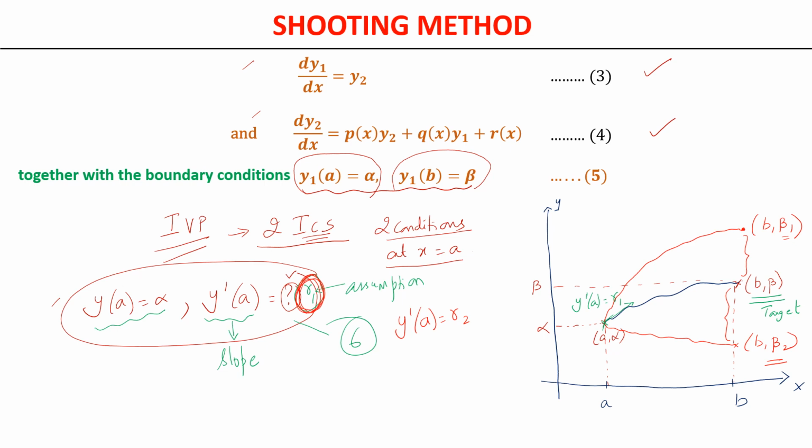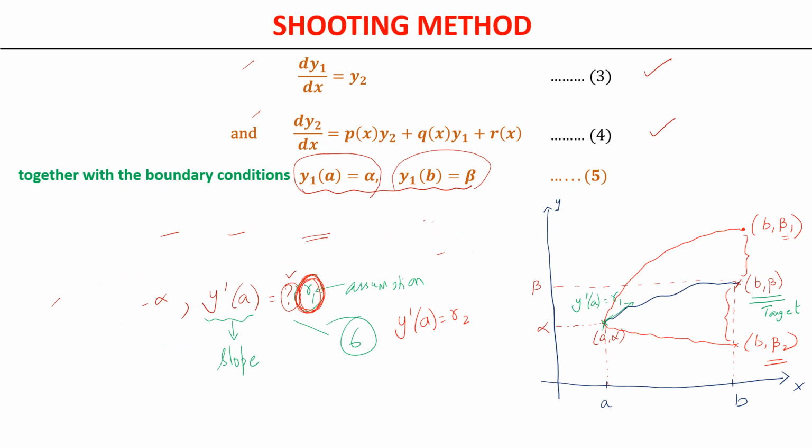And when it was a linear BVP, we said that we can shoot it 2 times, get 2 values, and use linear interpolation in order to get the final value of gamma. You could use what is called linear interpolation.